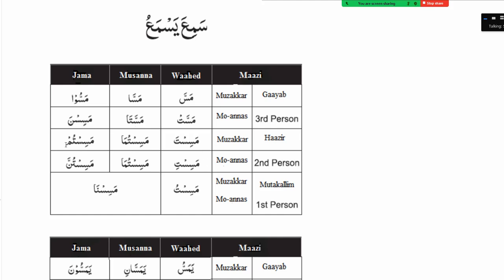Masista, masistuma, masistum. Why is it masisna? Why not masasna? Like in Madda Yamuddu, it was madadna. Why is it masisna here? Why is there a kasra? Any?